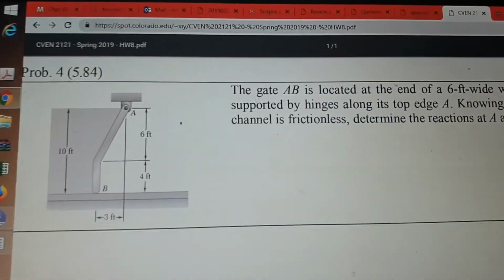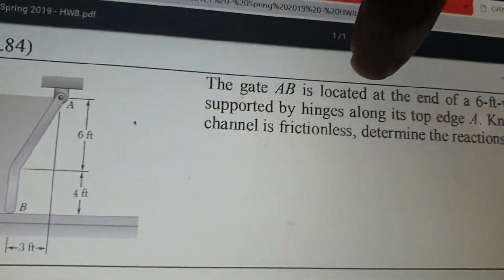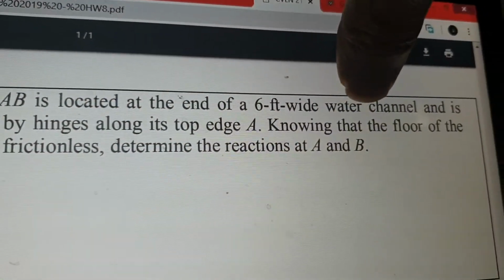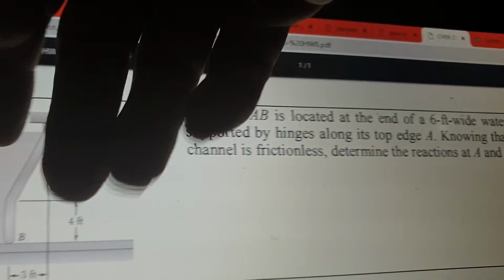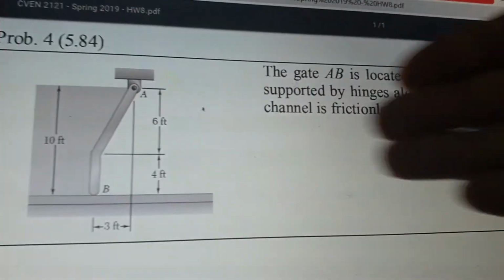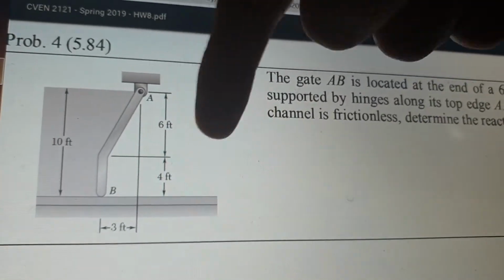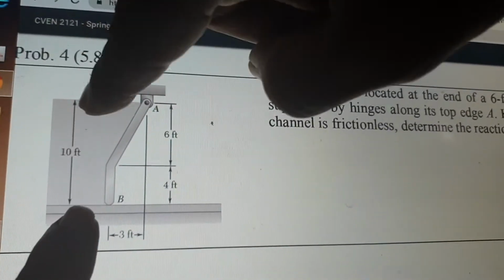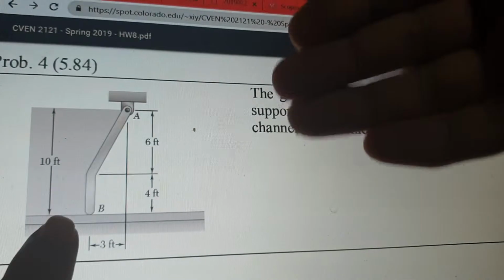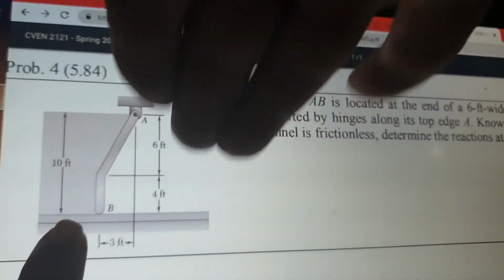Let's look at this question. The gate AB is located at the end of a 6 feet wide water channel. The channel, this is water. The 10 feet is water. If you look from here, it is 6 feet deep that way, 10 feet high. And if you look from this side, if you are sitting down here, you can see that the depth is 6 feet down inside the computer.